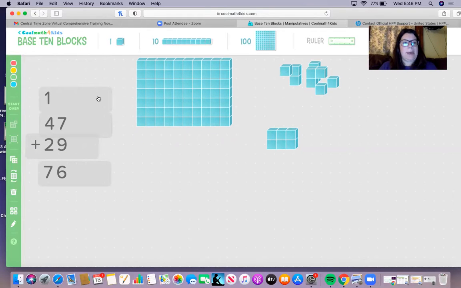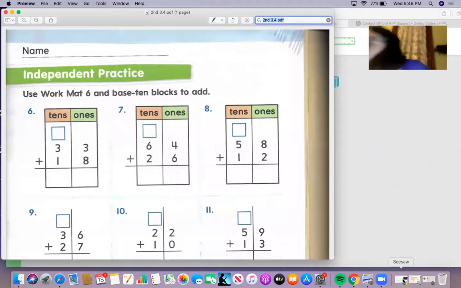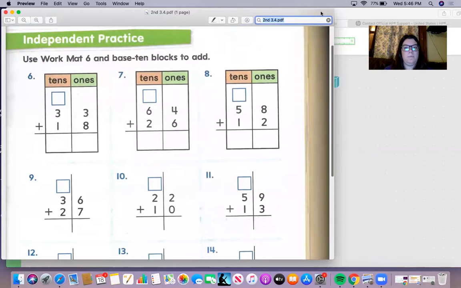Let's look at it without the base 10 blocks. Oh, wait. Stop. Okay. There we go.